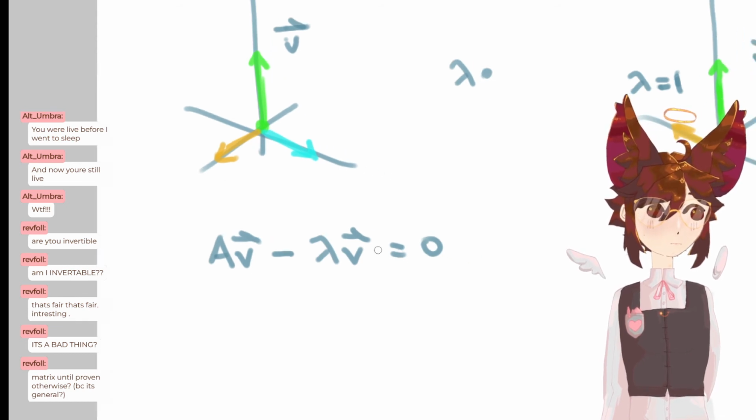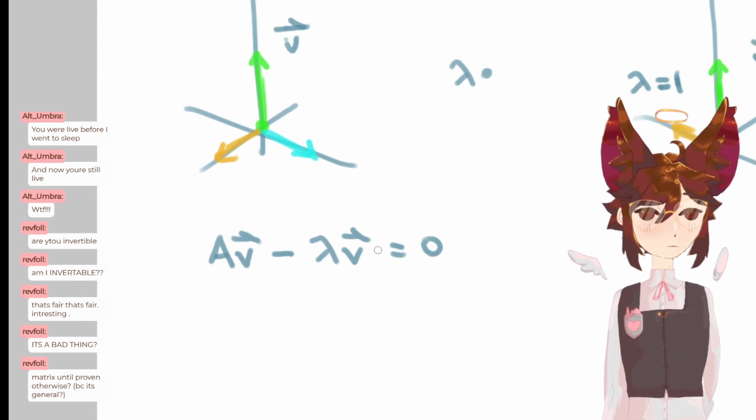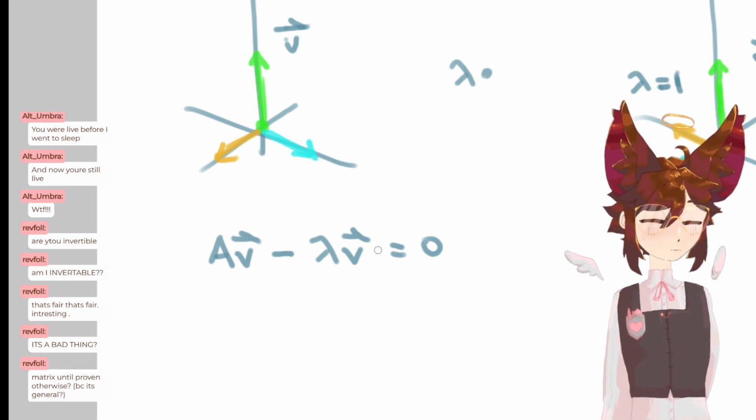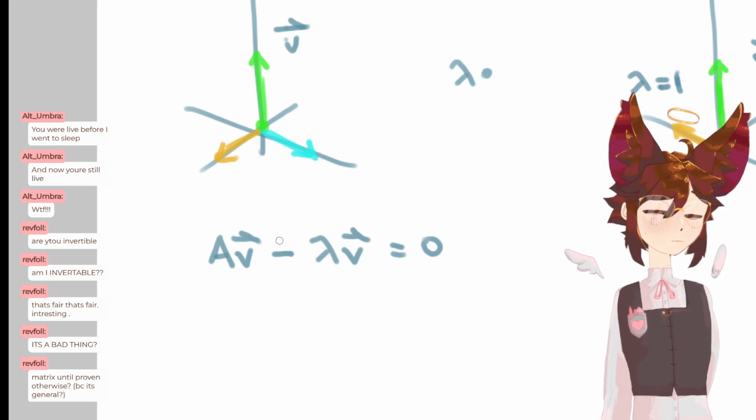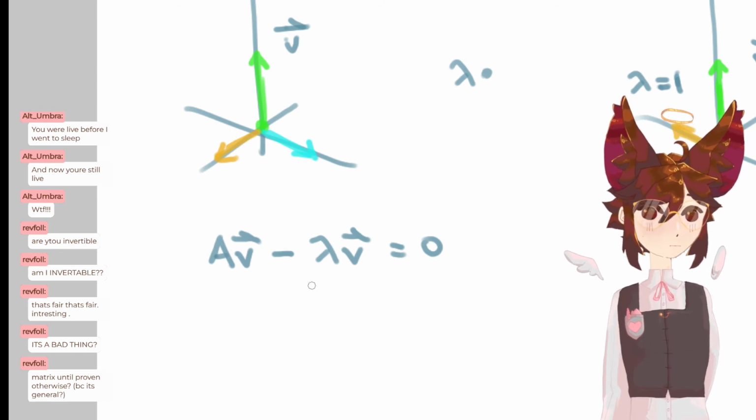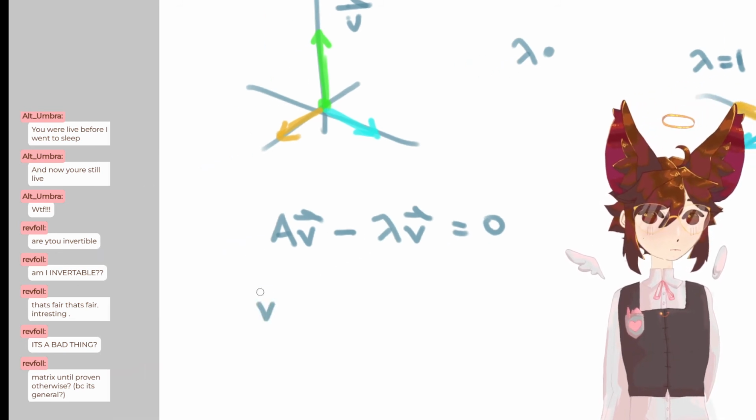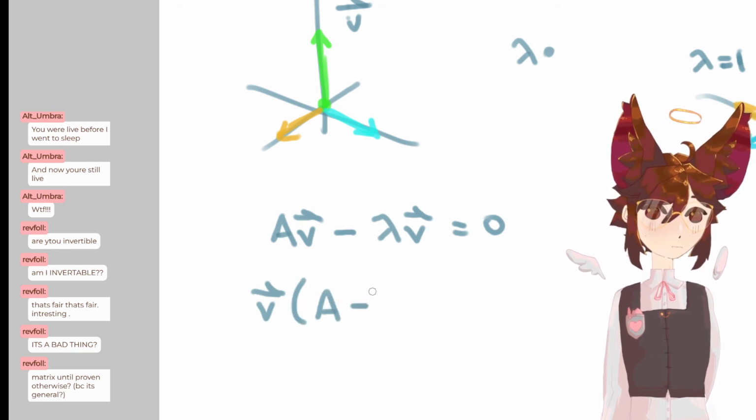Now, I know what you're saying. Okay, how do we do this? Well, it kind of looks like we could factor a v out, right? So let's just do that. Let's just pull that v out. That works. We're allowed to do that.